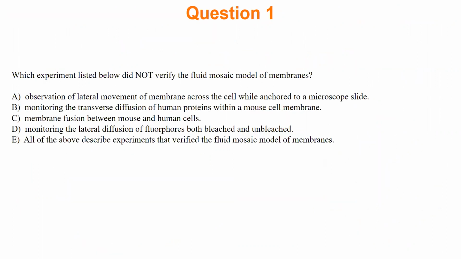So here's a good way to just test yourself if you understand what I was talking about. Multiple choice question, something you might see on test 4. Which experiment listed below did not verify the fluid mosaic model of membranes? A, B, C, D, or E? Take a minute, review back to what you've written down, see if you can get this. Otherwise, I'll be back in a minute to go over this.